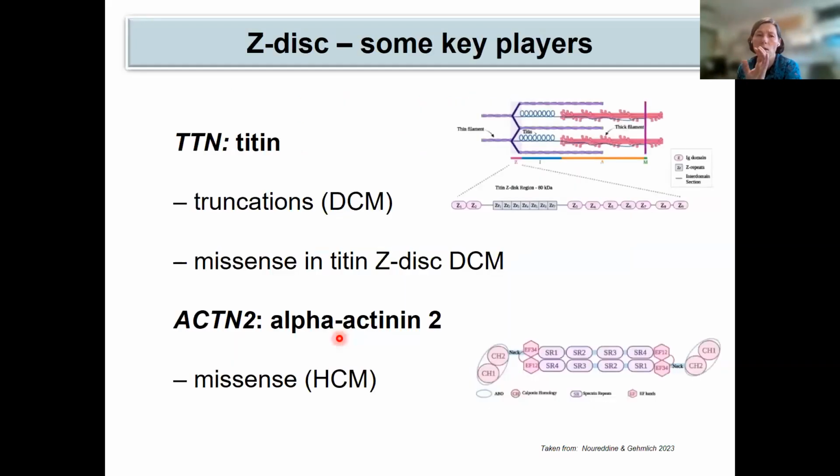But this is all I'm going to talk about filamin C today, even though we do a bit more work on this protein. Today I'm going to focus on 2 proteins, titin and alpha-actinin. Titin, the vast majority of variants described in titin are truncation variants, but there are a few missense variants, and I'm going to talk about one in the Z-disc portion of titin. And then the other project I'm going to talk about is alpha-actinin 2, a missense mutation causing hypertrophic cardiomyopathy.